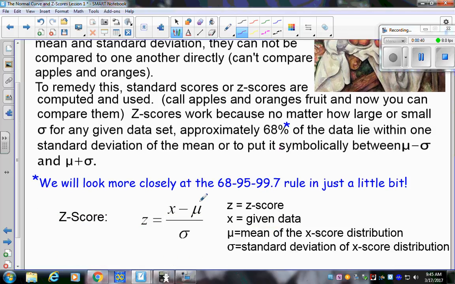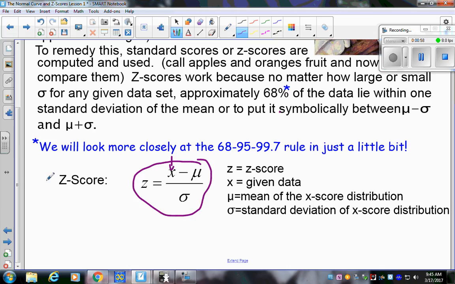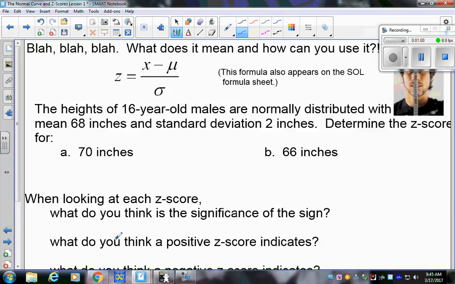So let's first take a look at what our z-score is. So here's the formula. Once again, nothing you have to memorize, it's provided for you. But the z-score equals x, which is the given data, meaning the data value. So if we're talking about SAT scores, your score would go here, minus the average, mu stands for average, divided just by the standard deviation of the data. So let's take a look at some examples.